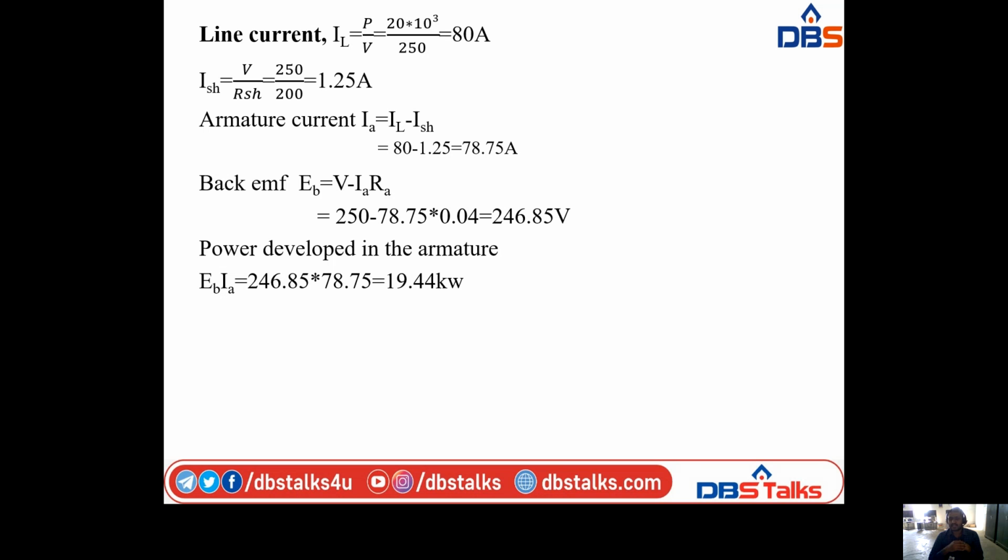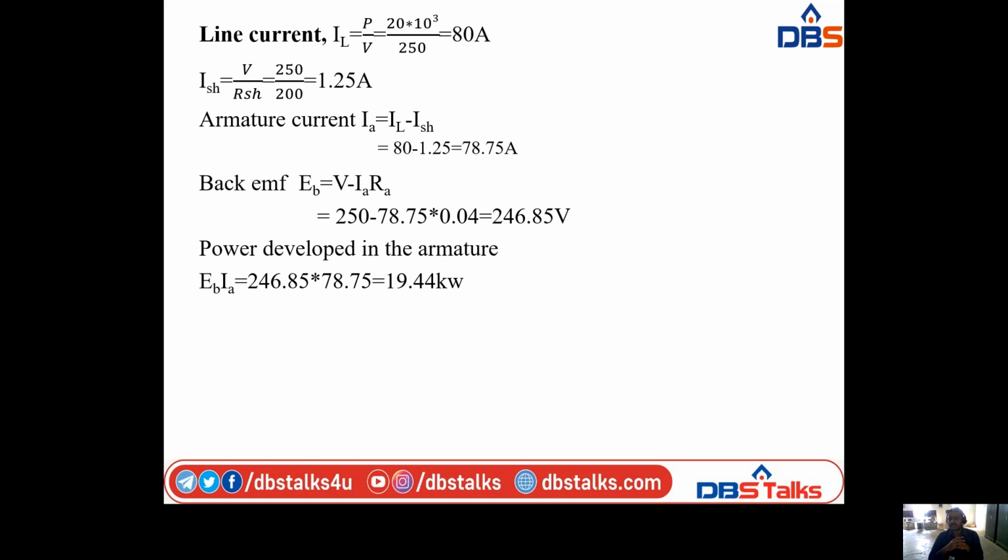Next we have to calculate the ISH value. The formula to calculate the shunt field current is V by RSH. Here the supply voltage is 250 divided by the shunt field resistance, which is already given in the problem as 200. Totally we have 1.25 amperes as the shunt field current.